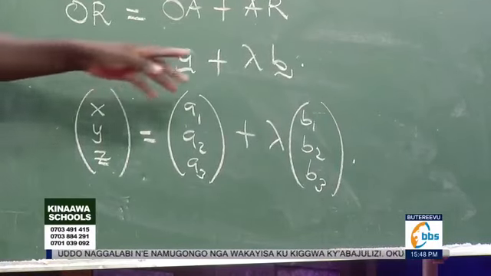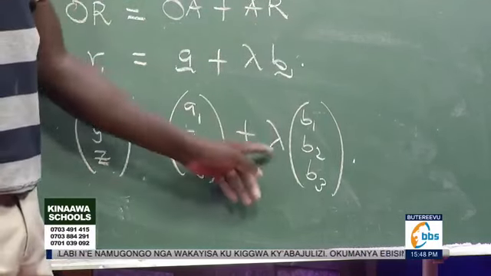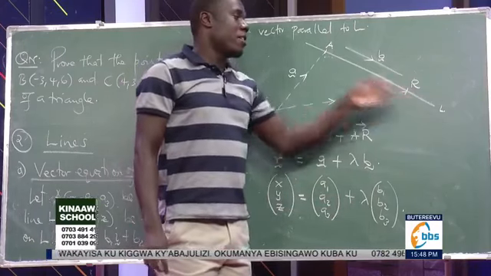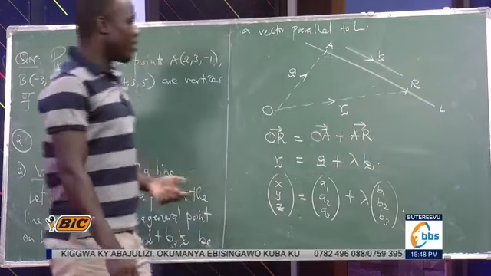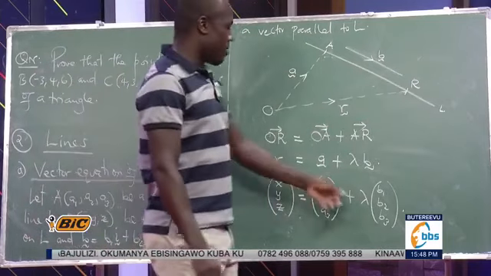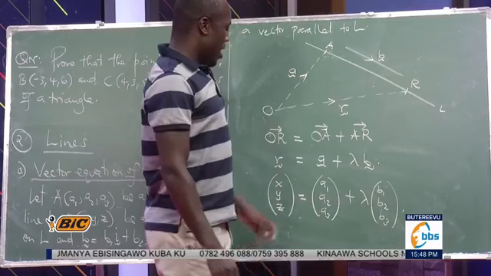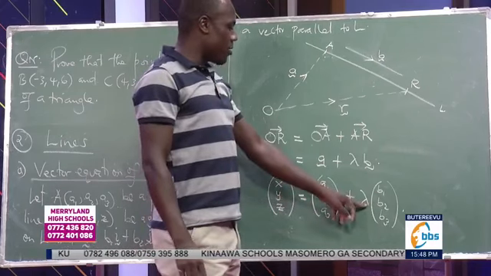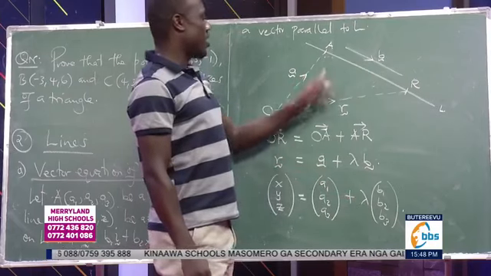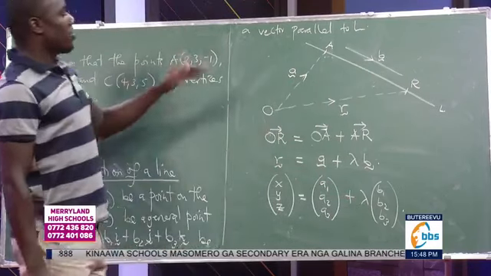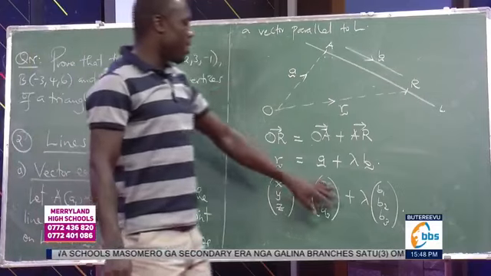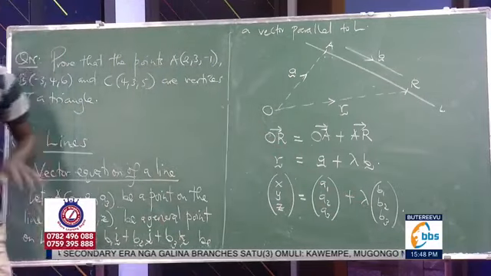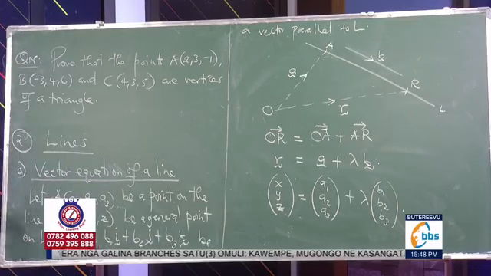So for each point on the line, there is a specific value of lambda which gives you that point, because remember, R is a variable point. It is describing that locus. So in other words, lambda changes for each value of R. And when you set lambda to be 0, you have the point A on the line. So to generate all the other points, you just vary the value of lambda like that. So we call that the vector equation of the line.